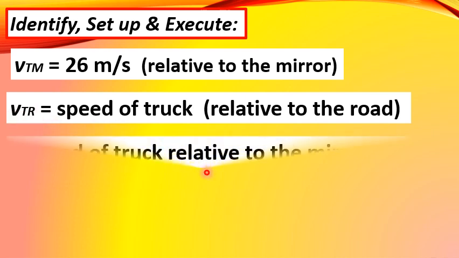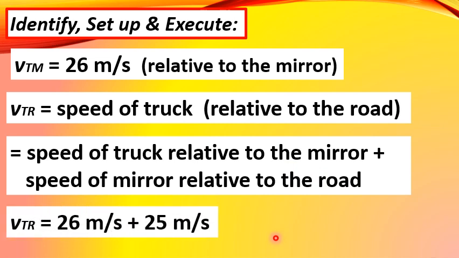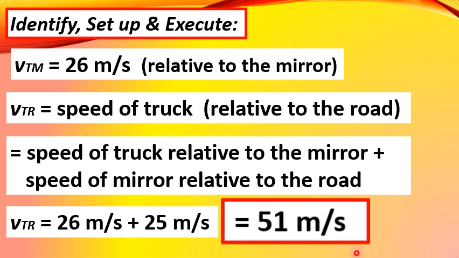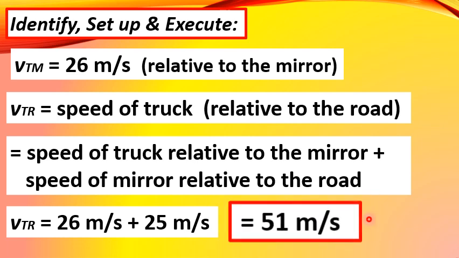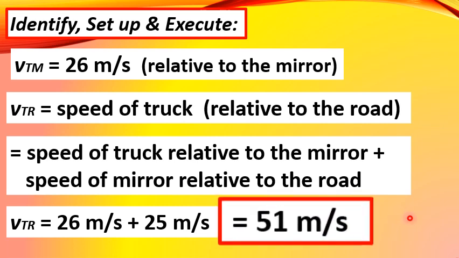And that is just equal to the sum of the speed of the truck relative to the mirror and the speed of the mirror relative to the road. That is, v sub tr is equal to 26 meters per second plus 25 meters per second, or v sub tr equals 51 meters per second. So this is our final answer to question number 3.